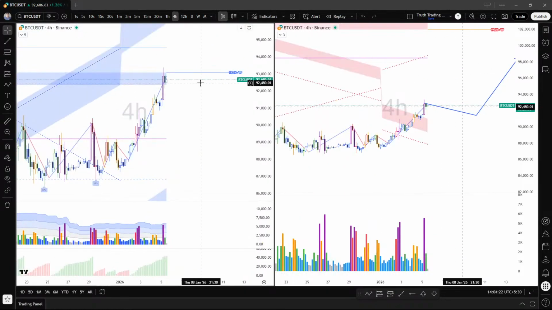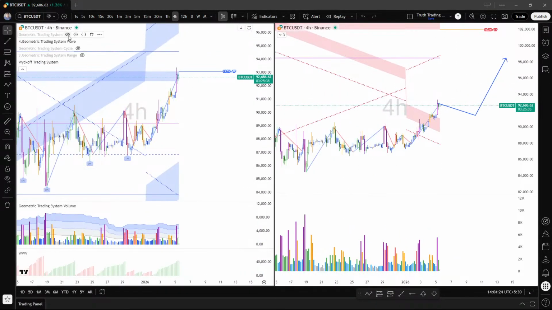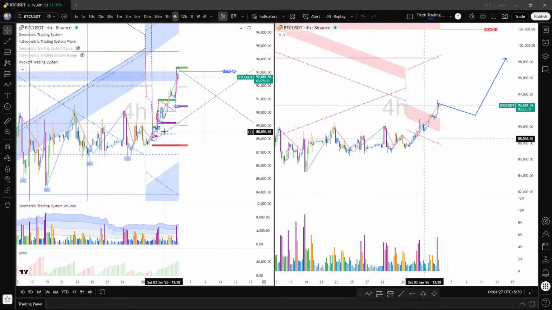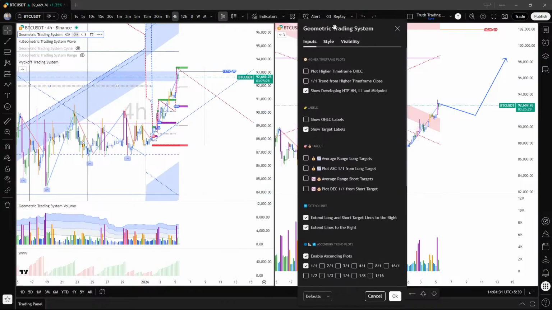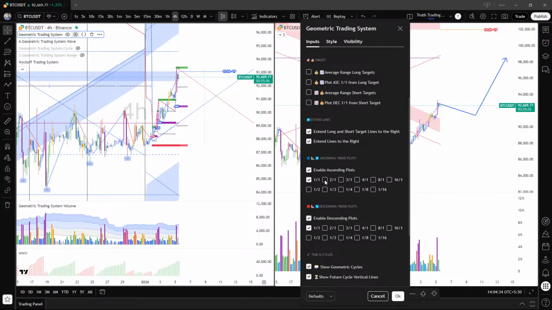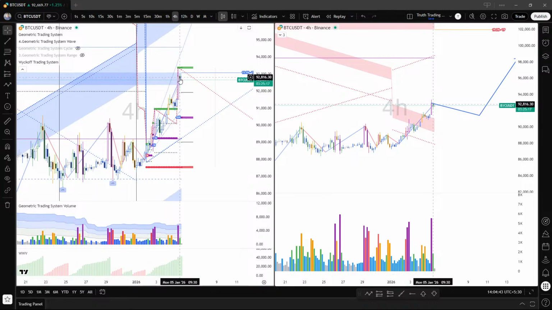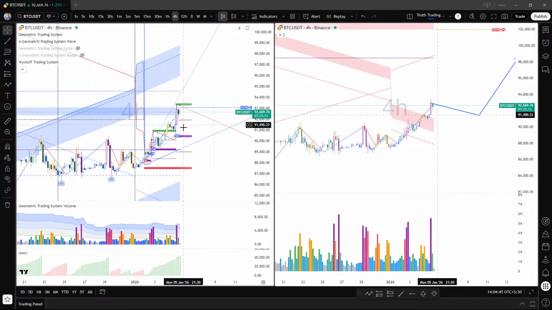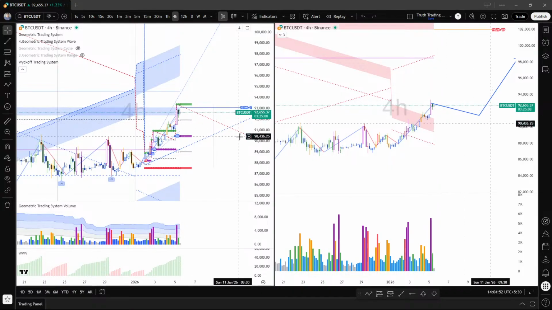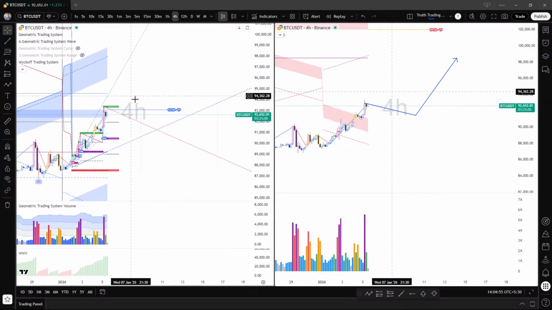And for this, I need a geometric trading system. So when I do that, we see it's going on this angle, this trend line. So if I enable 4 times faster, even 3 times faster, we see that it's sitting right on the 3 times faster one. Okay. And this trend line might come around here, take some support. It has to overcome this resistance in order to go up.